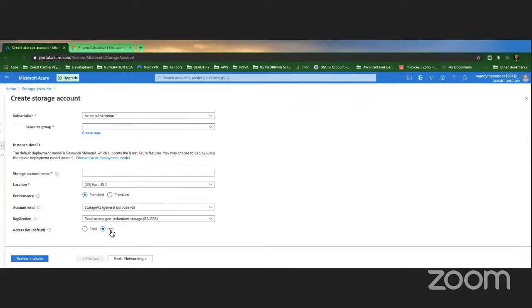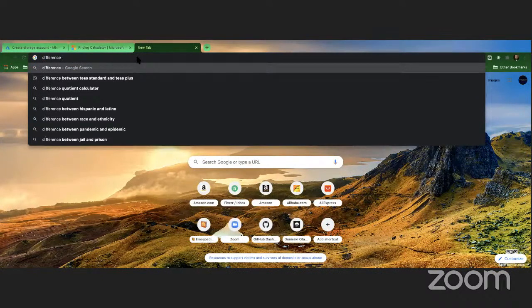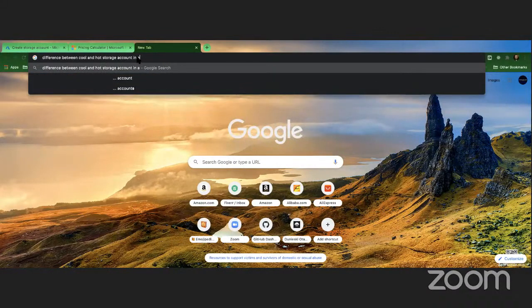But this one is good because you can retrieve your information immediately. If you see it that way, you think it's going to be more expensive because you get it right away. But if you select cool, it's going to be cheaper in the sense that you can store it for less money, but when it's time to retrieve the information, it's going to be more expensive than hot. I don't know if you guys understand. Let me see if I can show it to you visually. Difference between cool and hot storage account in Azure.